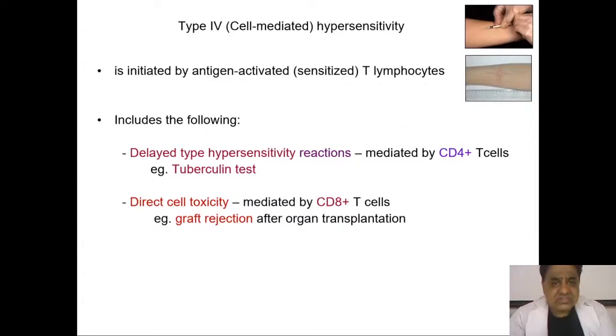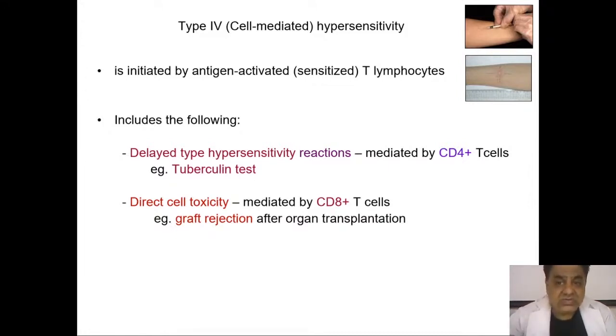Type 4 hypersensitivity is actually cell-mediated, not antibody-mediated. Types 1, 2, and 3 were antibody-related hypersensitivity reactions. Type 4 is cell-mediated by sensitized T cells. Okay, here you have two examples. Delayed type hypersensitivity reaction, for example, happens to foreign antigens or molecules.